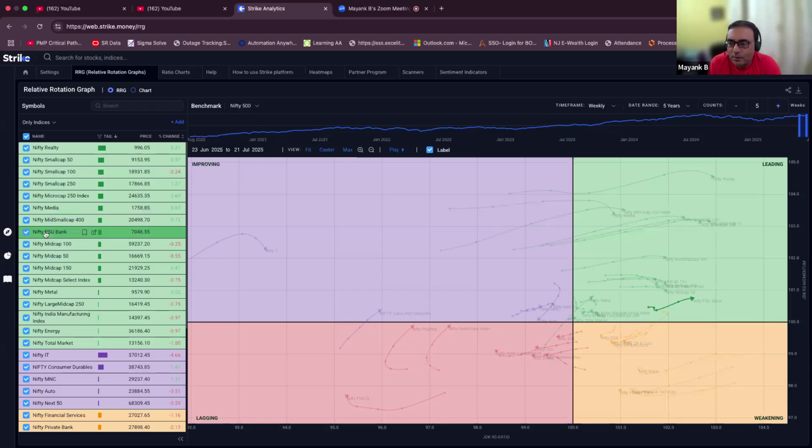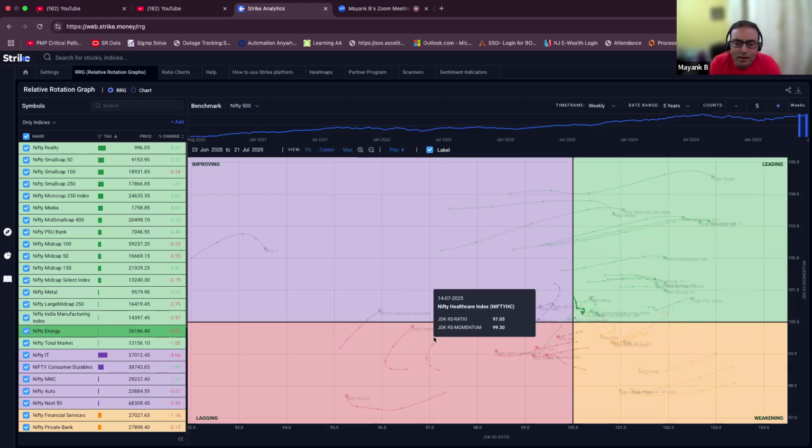Now, if I look at the PSU, yes, there is a slight improvement in the RS and RS momentum, still in the leading zone. Then Nifty Metal, yeah, headed towards leading from lagging, and this is significant. There is a significant improvement in the RS and RS momentum both. Nifty Energy, it's hovering near the benchmark, which is in the center, so not a significant RS and RS momentum. It is just consolidating. That is what I can say.